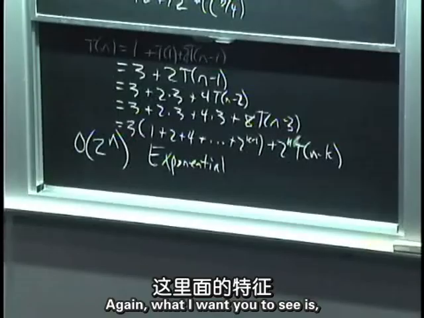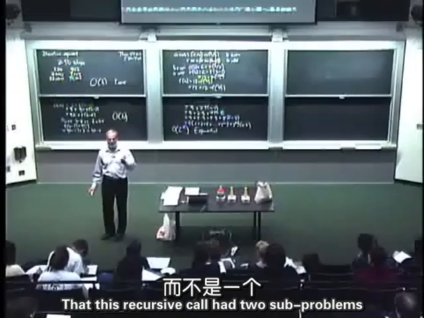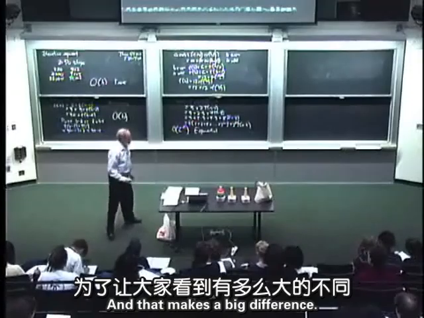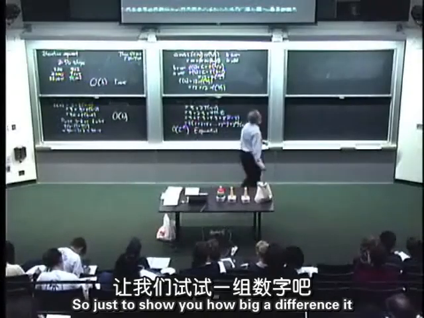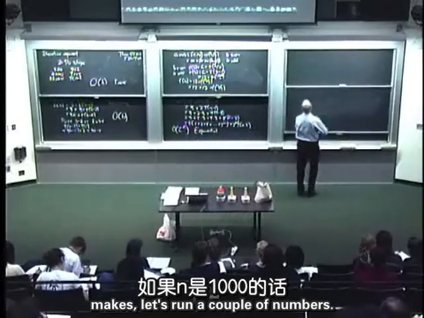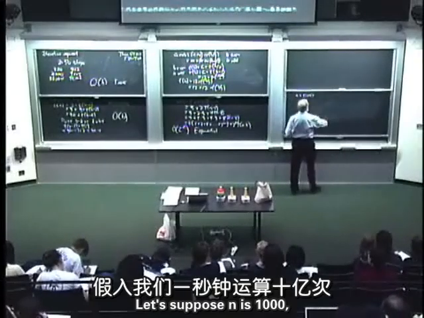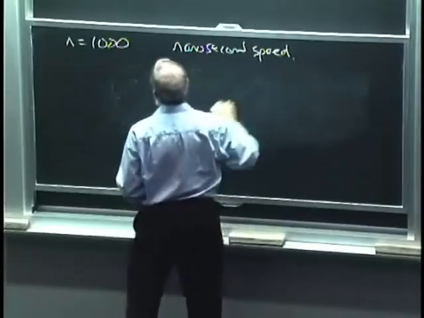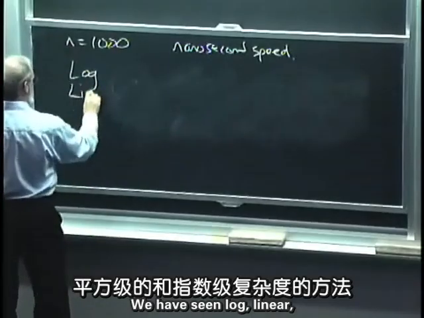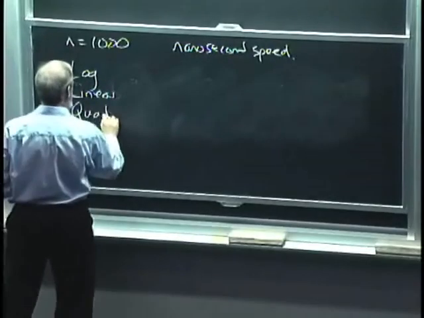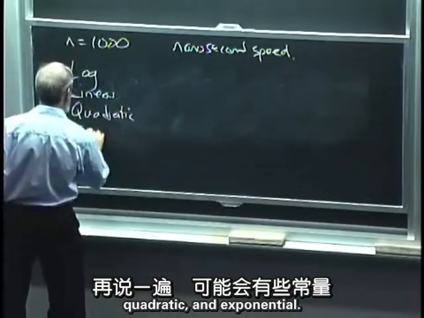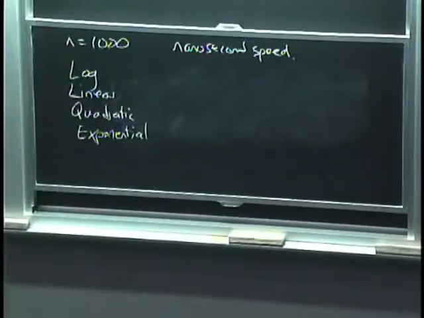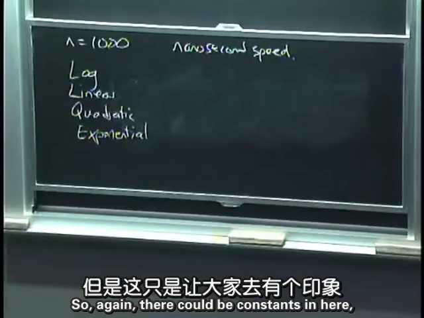Again, what I want you to see is the characteristic that this recursive call had 2 subproblems of a smaller size, not 1. And that makes a big difference. So just to show you how big a difference it makes, let's run a couple of numbers. Let's suppose n is 1,000, and we're running at nanosecond speed. We have seen log, linear, quadratic, and exponential. So, again, there could be constants in here, but just to give you a sense of this.